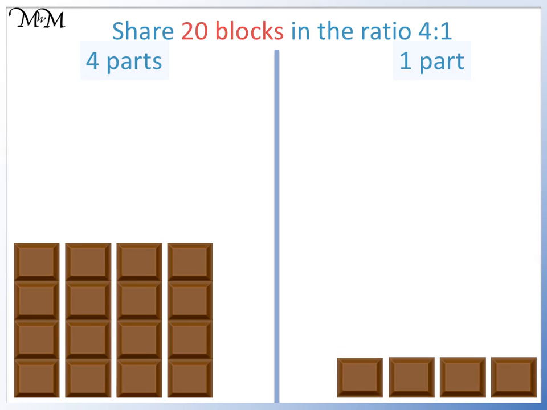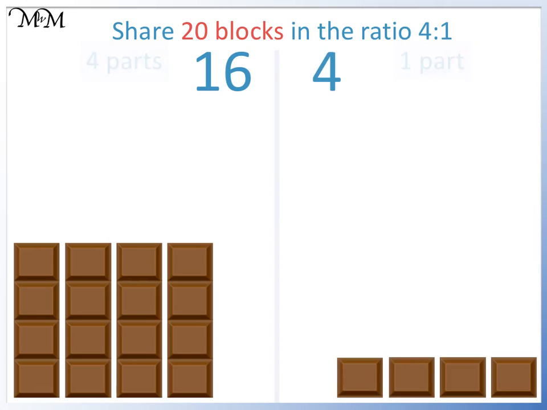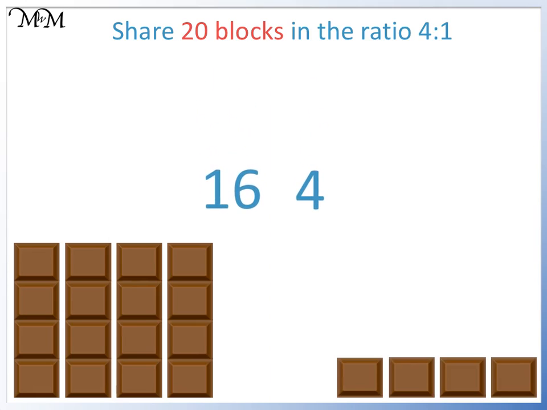On the left there are 1, 2, 3, 4 lots of 4, which equals 16. On the right we have 4 blocks. We have a ratio of 16 to 4.